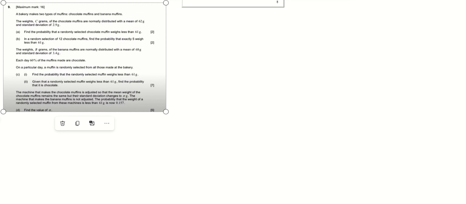Moving on, now we have the banana muffins, whose weights are marked as B, and they are also normally distributed and have a mean of 68 and a standard deviation of 3.4, which means that the variance is 3.4 squared. Each day 60% of the muffins made are chocolate. Now in one particular day a muffin is randomly selected. Find the probability that the randomly selected muffin weighs less than 61.